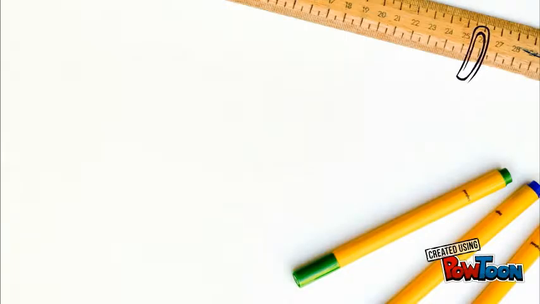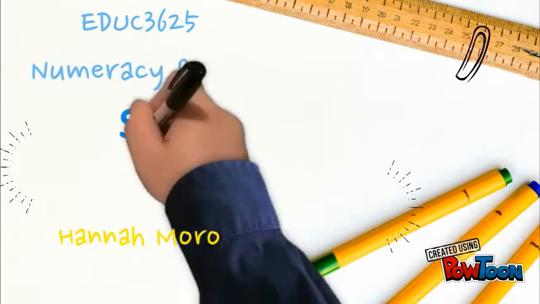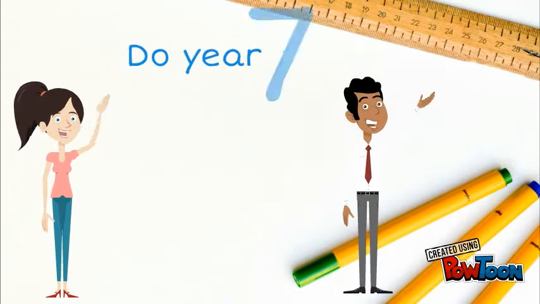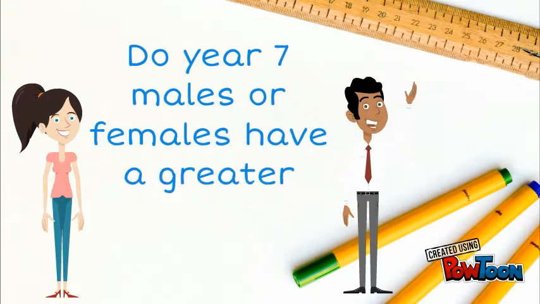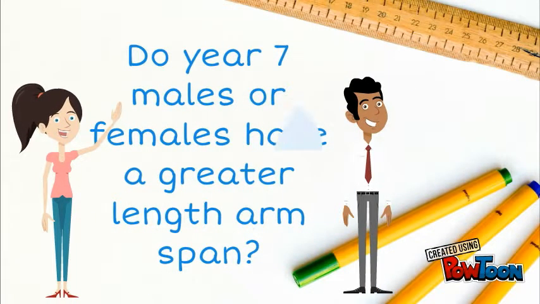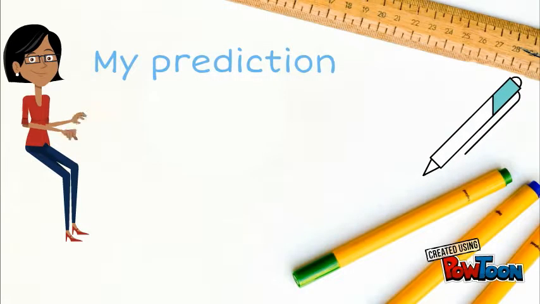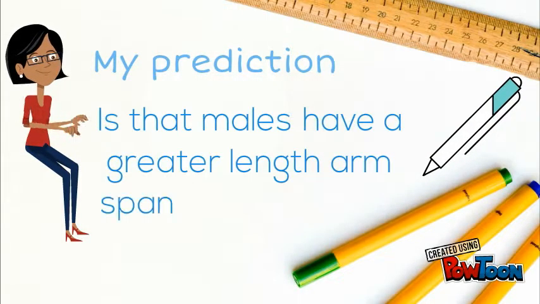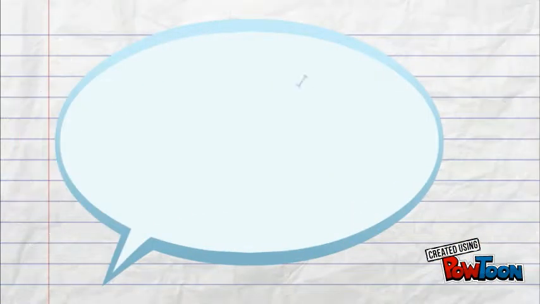Hello and welcome to my EDUC3625 Numeracy and ICT Statistical Investigation. The core purpose of this investigation was to explore whether Year 7 males or females have a greater length arm span. Prior to conducting this investigation, I predicted that males would have a greater length arm span than females.